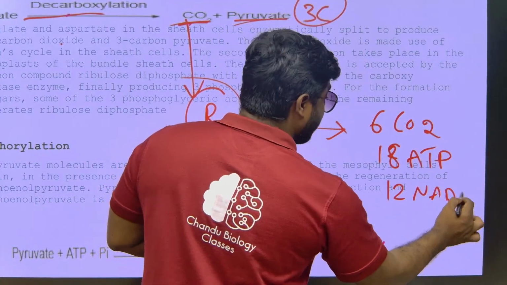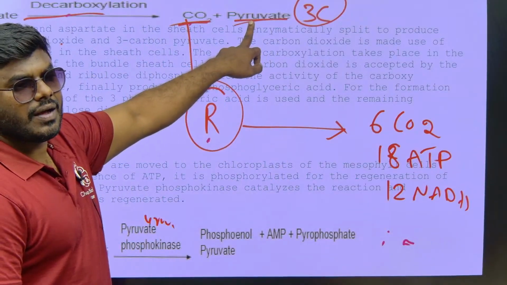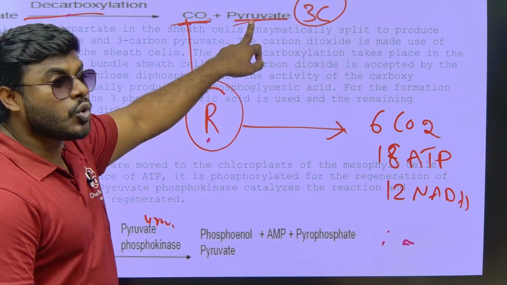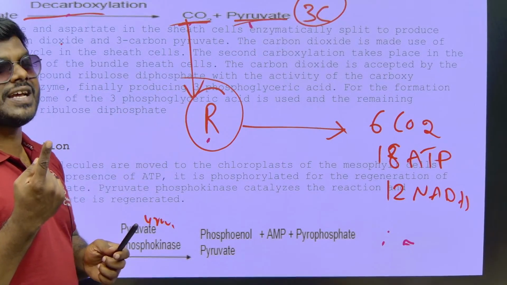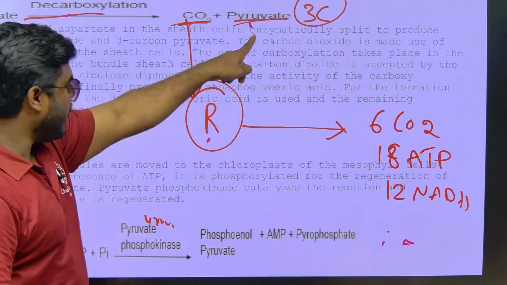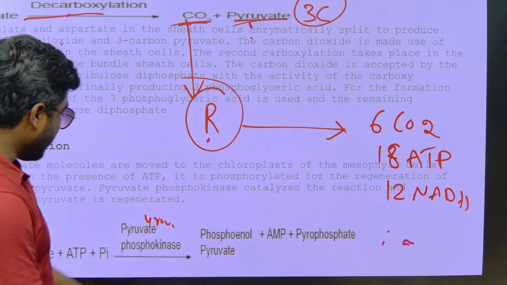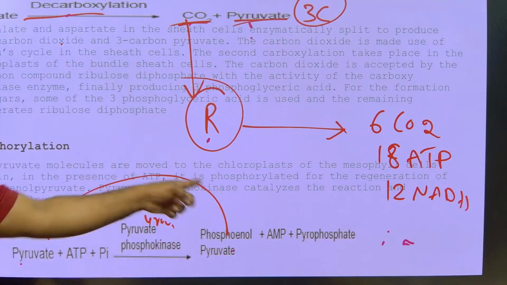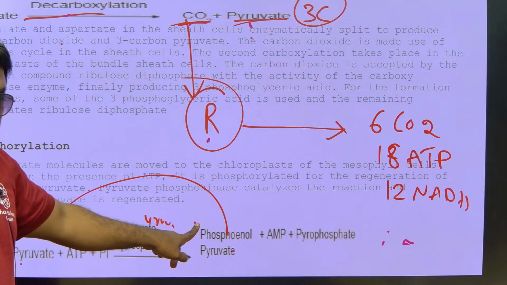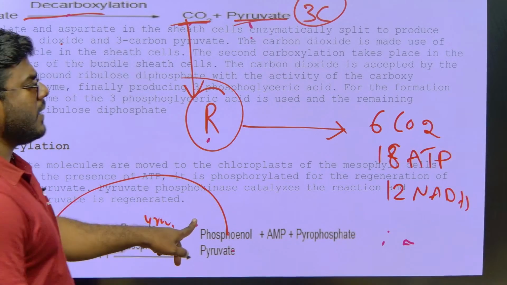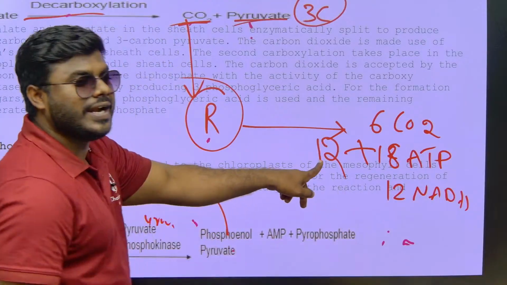This is clear. But where is the pyruvate located? Bundle sheath. But it has to go back, because so far the cycle has happened only once. How many times does it have to happen? 6 times. So pyruvate has to move to the mesophyll and be converted into phosphoenol pyruvate. How many times does it have to move? 6 times. Each time it uses 2 ATP. 6 into 2 is 12. So to this 18 ATP we add 12 additional ATP.